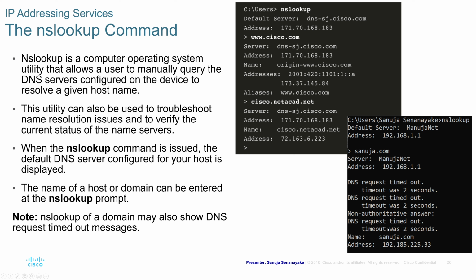Finally, they get a non-authoritative answer right here. And finally, it found the sanuja.com IP address, which is 192.185.255.33, because it's finally found that information on a DNS record. So that's one of the things that is not included in the original slide of Cisco. I included because I think it is important for your exams. It does show up. So NSLOOKUP may return timeout messages.